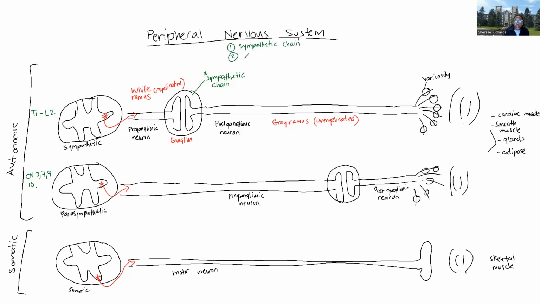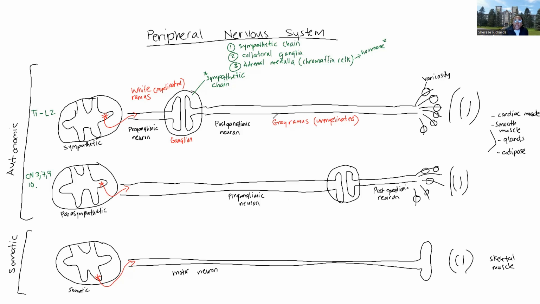The second option or route was synapsing onto a ganglia that was not a part of the sympathetic chain. We refer to this as a collateral ganglia. And then the third option was onto the adrenal medulla chromaffin cells. And so this route would give us some hormone release, because it's being released into the blood, it's going to be a hormone here, whereas at this typical neuron junction, it's going to be a neurotransmitter.